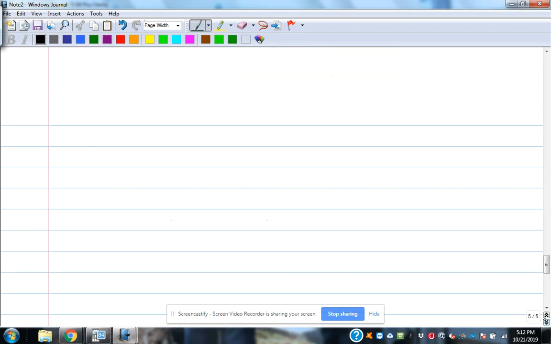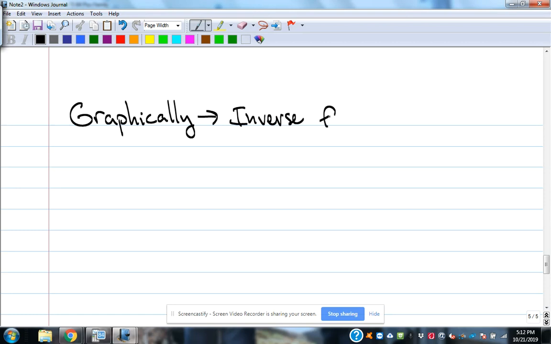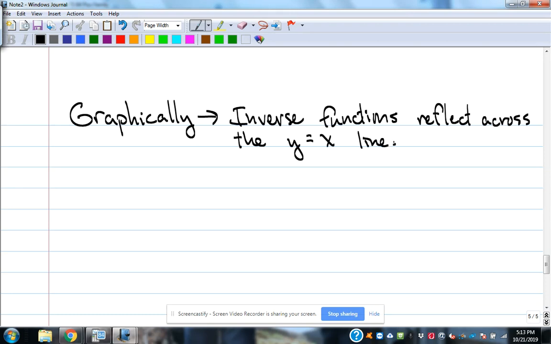The other way is graphically. Graphically, inverse functions reflect across the y equals x line. Okay. So let's look at an example of that.